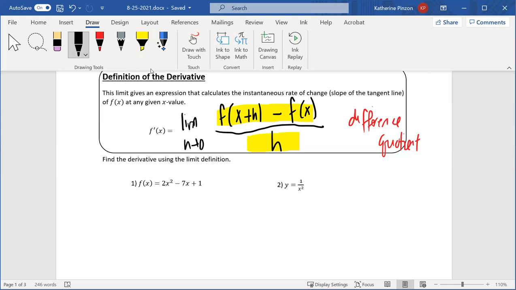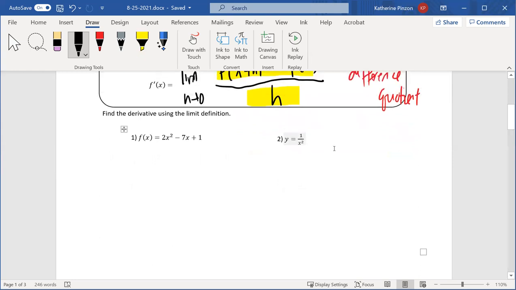So we're going to find this expression, f of x plus h minus f of x divided by h. We're going to use algebra, simplify it, and then take the limit as h goes to 0. What we end up with should be a function in terms of x. Okay, what we end up with at the end should be a function in terms of x.